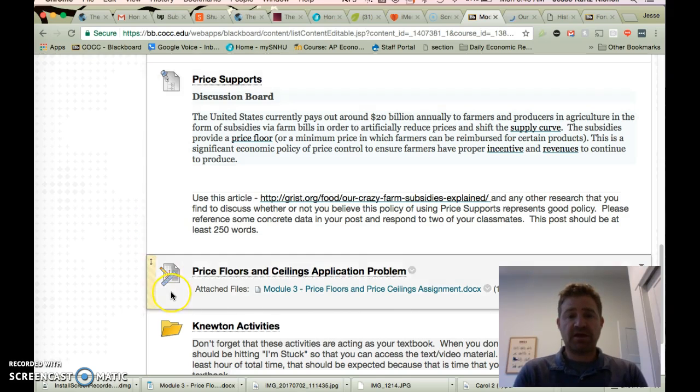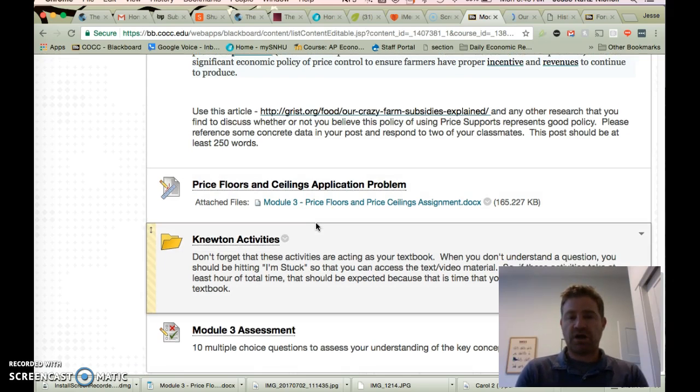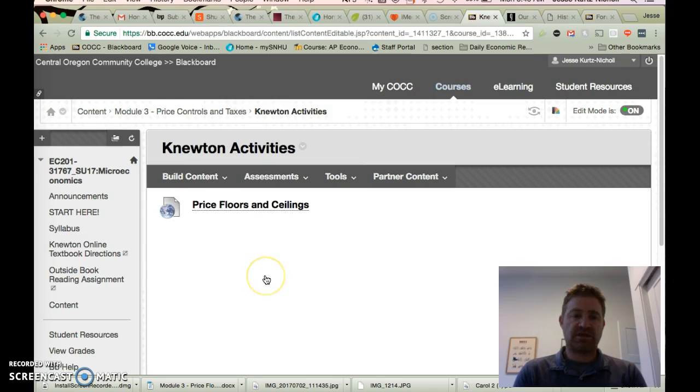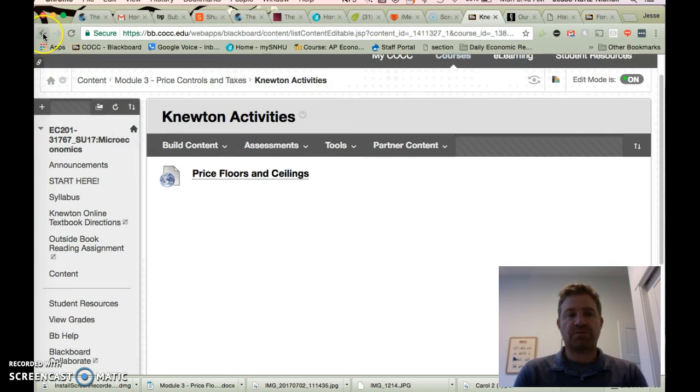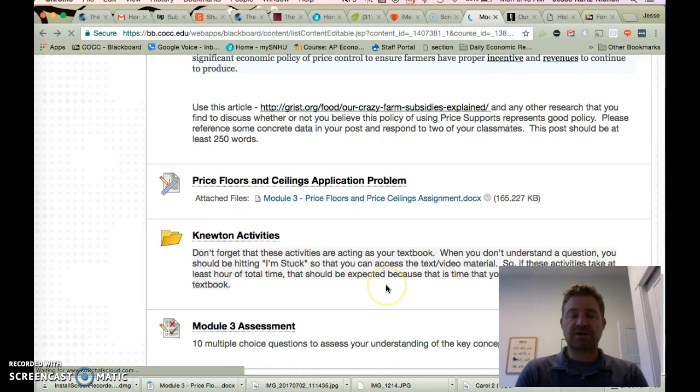And then we have an application problem, which is one problem that you're going to print out, answer, and scan back in. And then I think you'll be pleased to see that there's only one Newton activity this week. You can see that there's just one, so that should be pretty quick. So again, a much lighter week overall, but I really want to stress a couple of things.